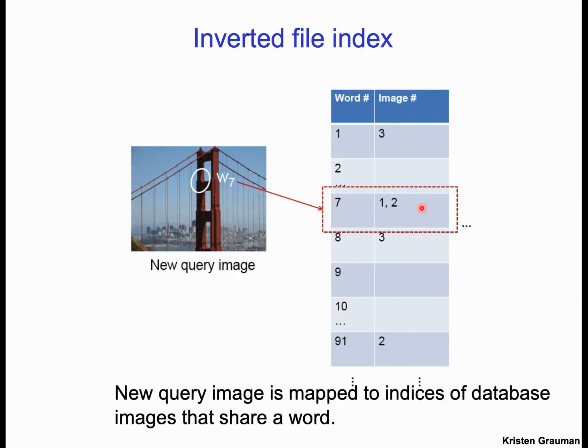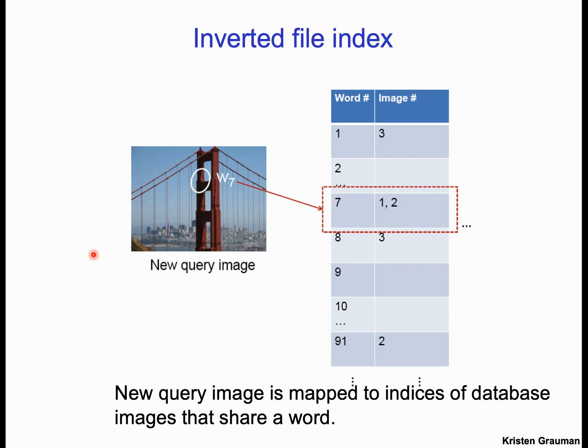Now, when we have a query image, we extract one of the features, find the visual word that corresponds to that feature, and then look at the other images in our training database which have the same word. So a new query image is mapped to the indices of database images that share a word. And now you can imagine that if I extract multiple words from this image, the database image that shares the largest number of words with this query image should have the same object.